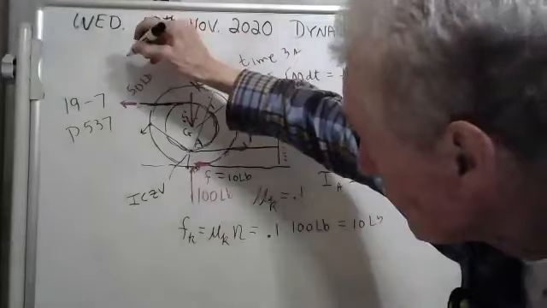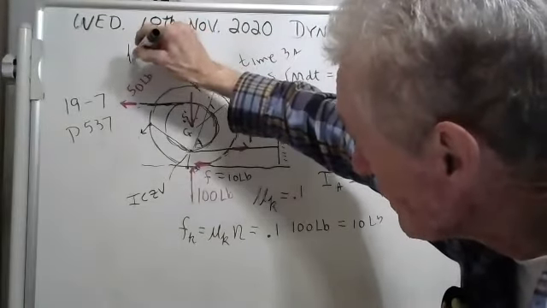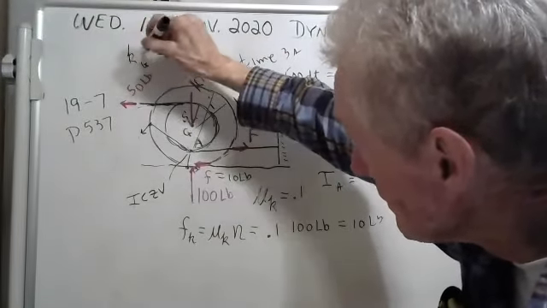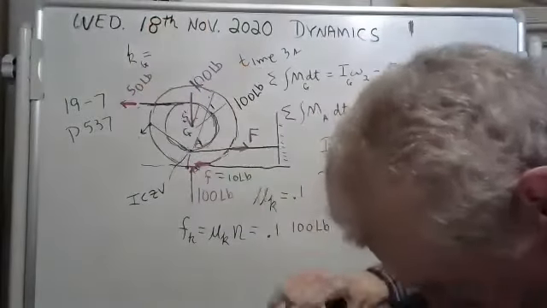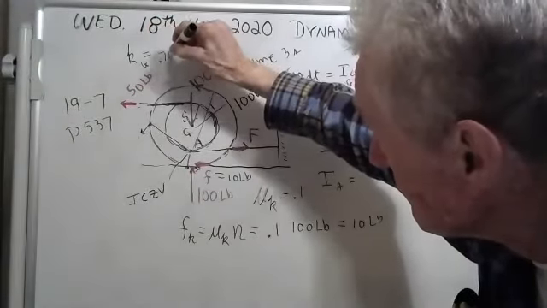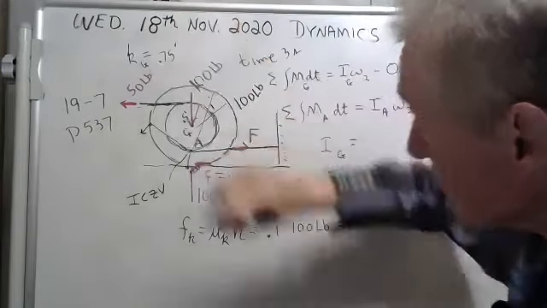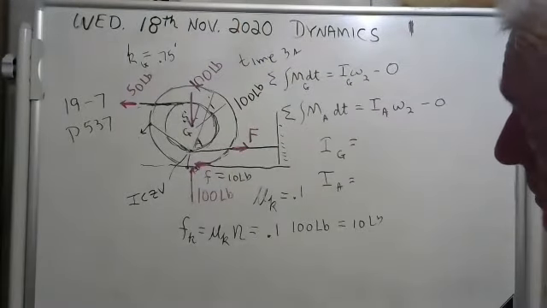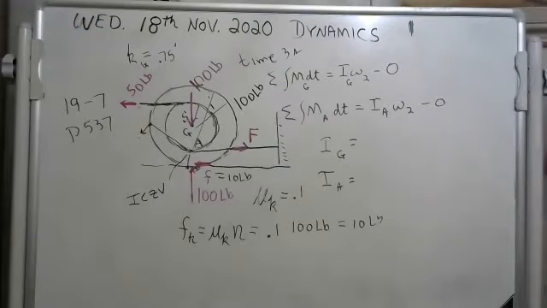If you don't have a book, the radius of gyration is 0.75 feet. And we know it's a 100-pound wheel. I think you can do it. I'll be quiet and let you work. You have a minute and a half. Go.